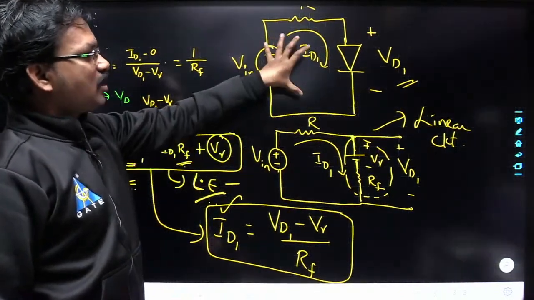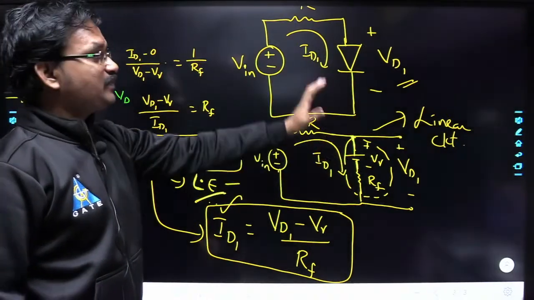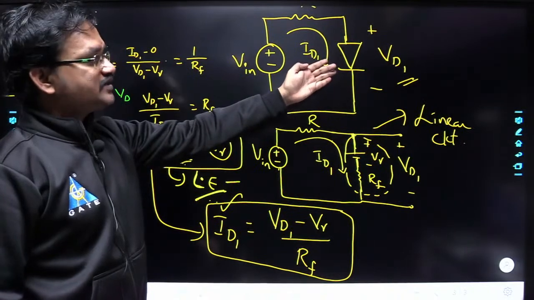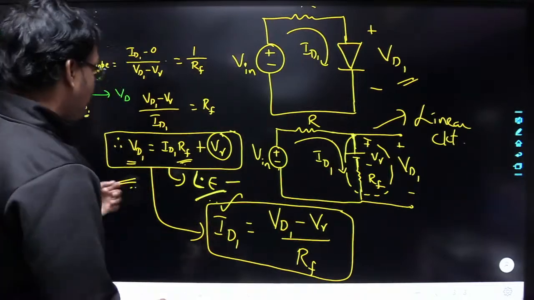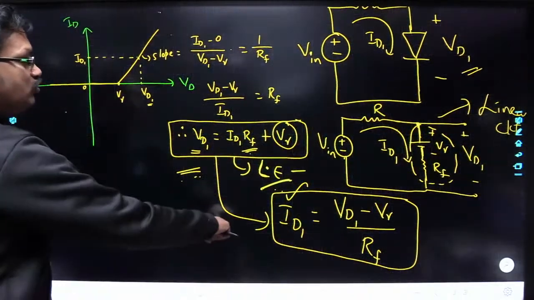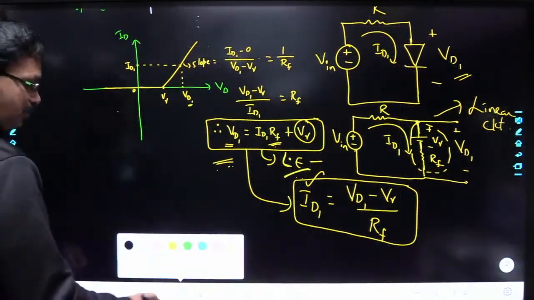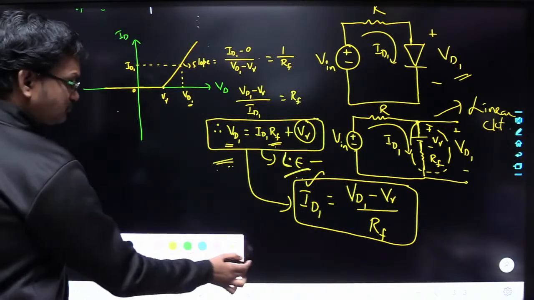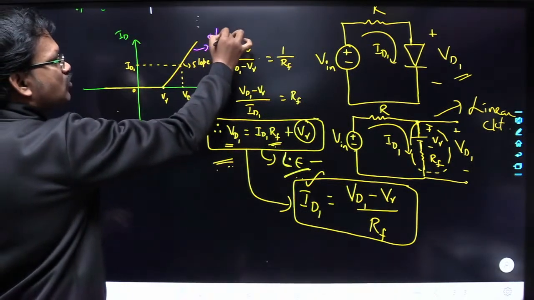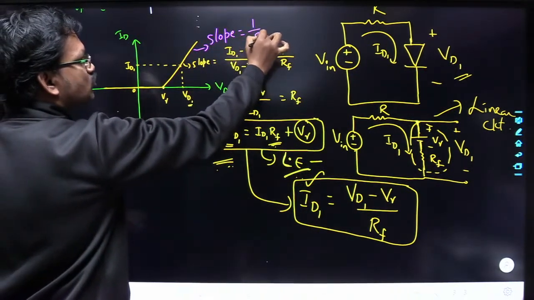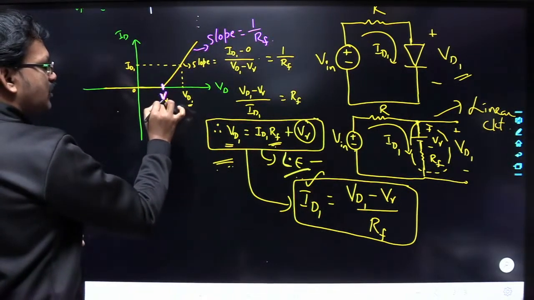So we can represent this non-linear circuit in terms of a linear circuit in this manner, by replacing the diode with its approximate model. That model is nothing but the piecewise linear model. Now we can do a further approximation here. See here, the slope is equal to 1 by RF, and here the cut-in voltage is V gamma.